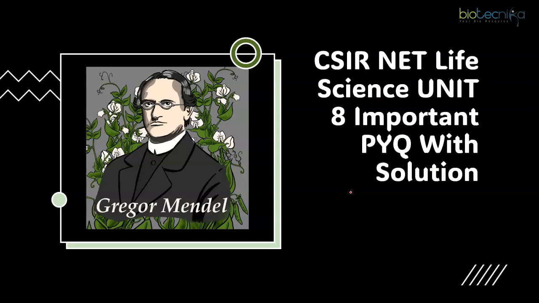Today we are going to discuss CSIR NET Life Science Unit 8, that is genetics, important previous year questions along with their solutions. The topic that we are going to cover today is Mendelian principles and its deviations. So let's get started. Now this is a topic which is quite important from Unit 8, and questions come regularly from this topic of Mendelian principles.